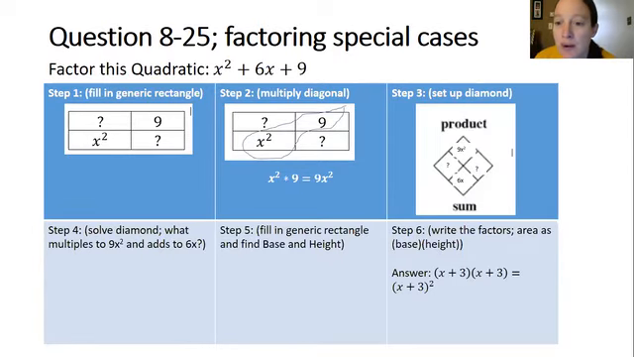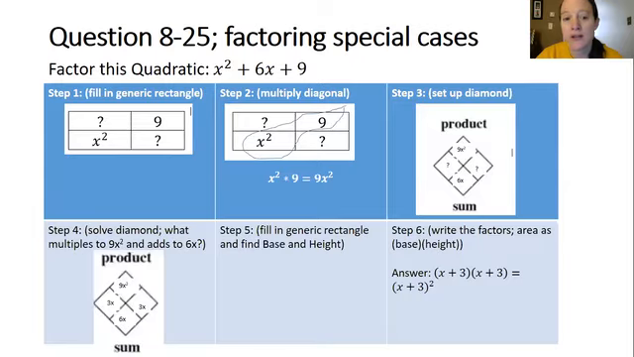And so we set up our diamond. So what multiplies to 9x squared and what adds to 6? I really just focus on the numbers. What multiplies to 9 but adds to 6? Well, this one is pretty straightforward. We only have 2 choices. 1 times 9 gives me 9, but when I add that, that's 10. And 3 times 3 gives me 9, and that's the right one because 3 times 3 is 9. 3 plus 3 is 6. So I solve my diamond. Those are going to be 3x and 3x.